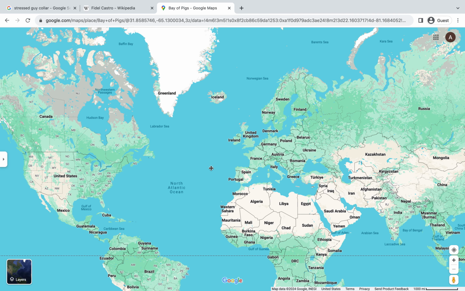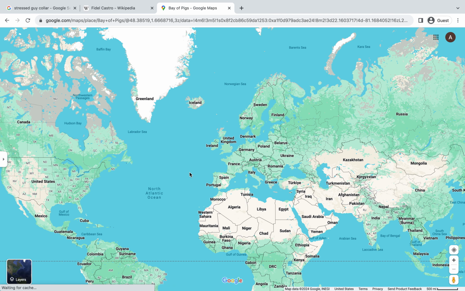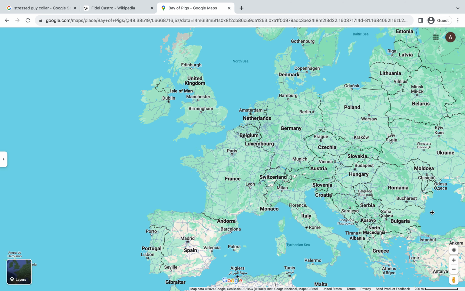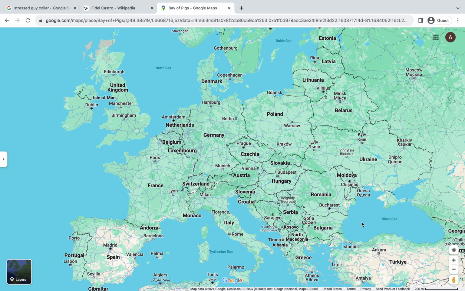In order to solve this crisis, let's unpack what's happened to Europe at this point. If we zoom in on Europe here, this is Europe today, but here's Germany, West and East Germany. This whole area right here, so Latvia, Lithuania, Poland, Belarus, Ukraine, Moldova, Romania, all of these are part of the Soviet Union.